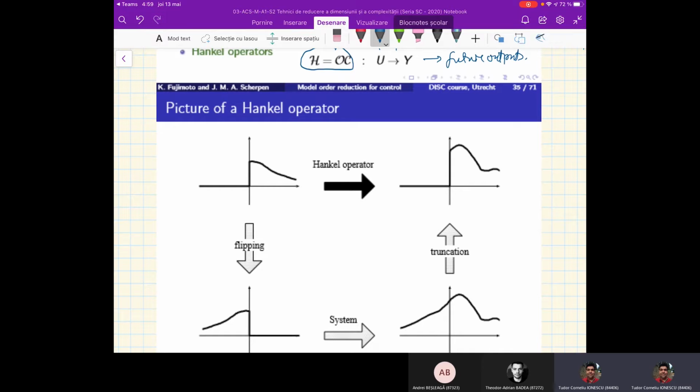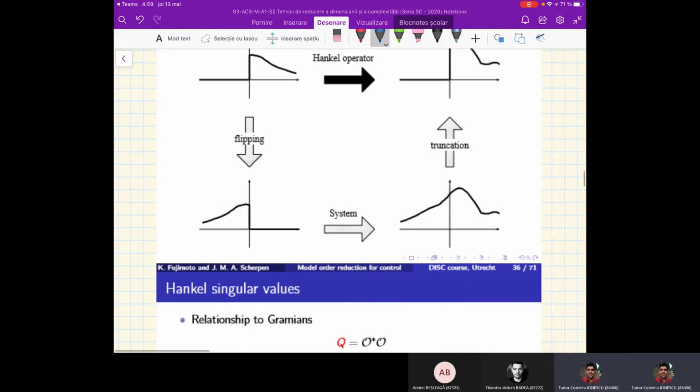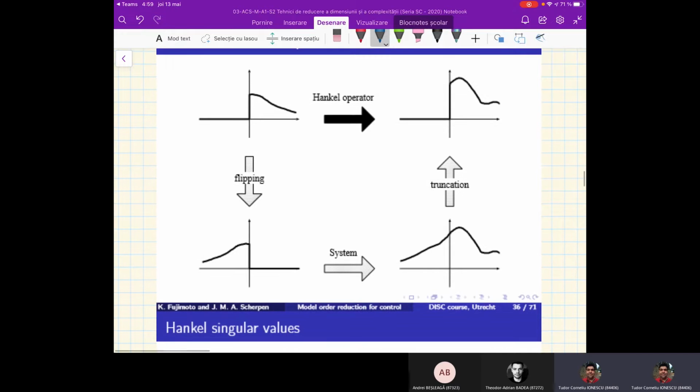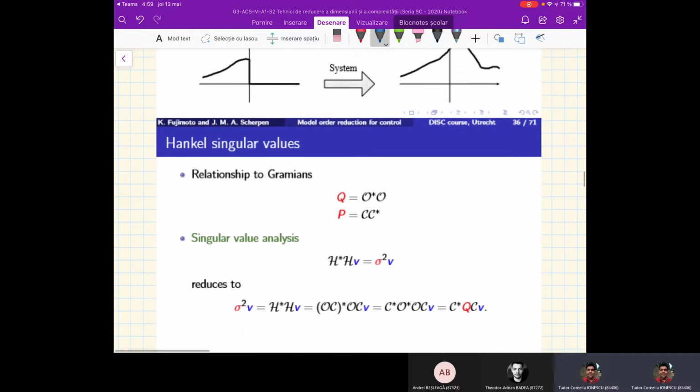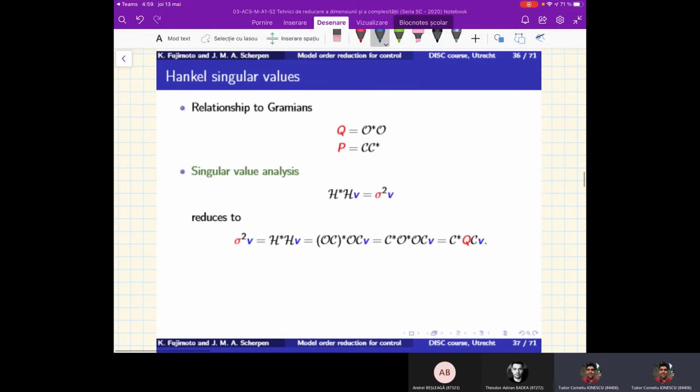Okay. Now this is the Hankel operator. This is the usual input, and this is the usual output. This is the system, the usual, the natural flow of time. This is the whole evolution, and when you do truncation, you just match this part of the output. Hankel singular values.